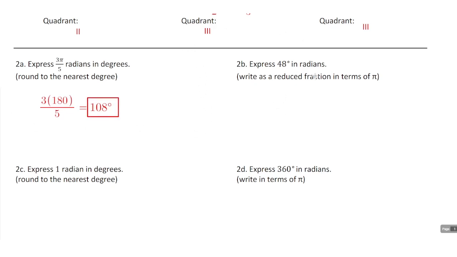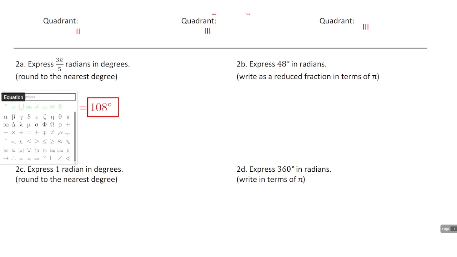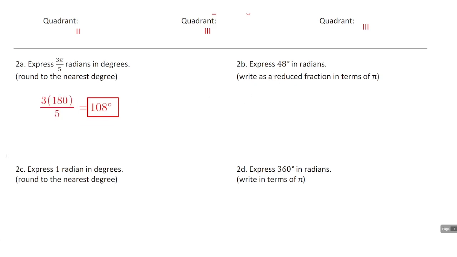2b says express this in radians. Okay, so going backwards is a little bit trickier. And so what we're going to do is set up a proportion and solve it that way. And that's how we're going to have to do 2c as well. You could do that with 2a. You could set up a proportion for that one. But I just think it's so much easier to just replace the pi with 180 and then just calculate it.